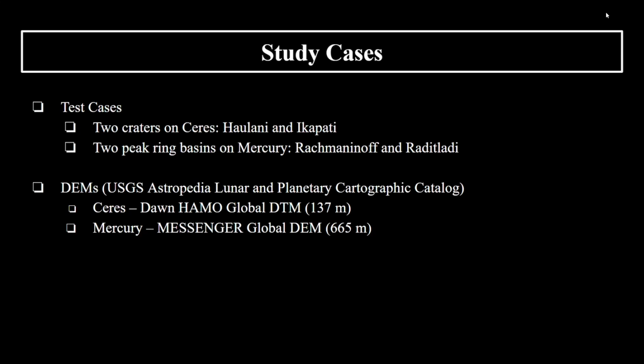The digital elevation models that we are using here were downloaded directly from the USGS Astropedia Lunar and Planetary Cartography catalog. And we are using the raw datasets without any additional preprocessing, and this reflects the early-stage nature of the implementation of this toolkit. So for Ceres, we are using the Dawn HAMO Global DTM with a resolution of 137 meters. And for Mercury, we are using the MESSENGER Global Digital Elevation Model with a resolution of 665 meters.